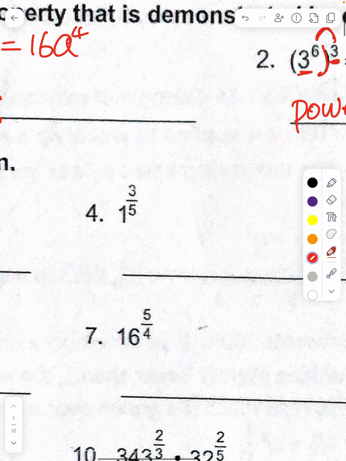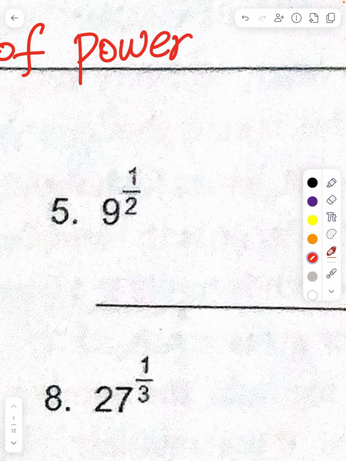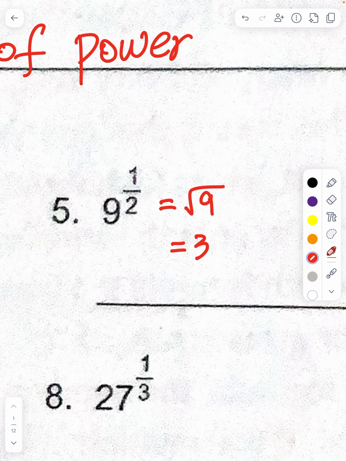Number 4, 1 raised to the 3/5 power. 1 raised to any power still equals 1. Right? We don't care about the power of 1, it still equals 1. Okay, number 5. When the power is a half, that means it's just a square root. So this equals 3.